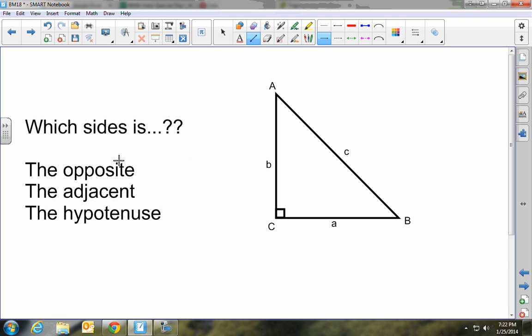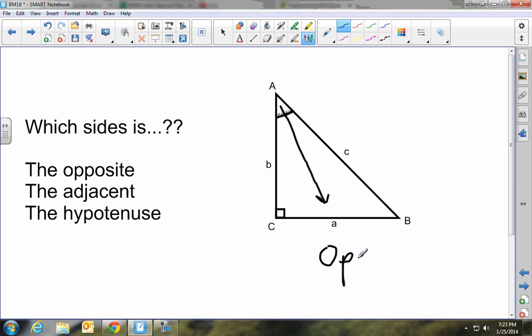So which side is opposite, which side is adjacent? Well, that depends on which angle we're talking about. Let's say that we are using this particular angle right here. Okay, we're using angle A. In reference to angle A, this side over here will be your opposite side. Which makes the side right next to it, right here, your adjacent side. I hope that makes sense.